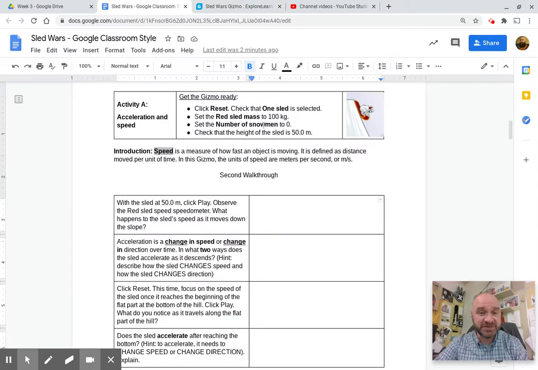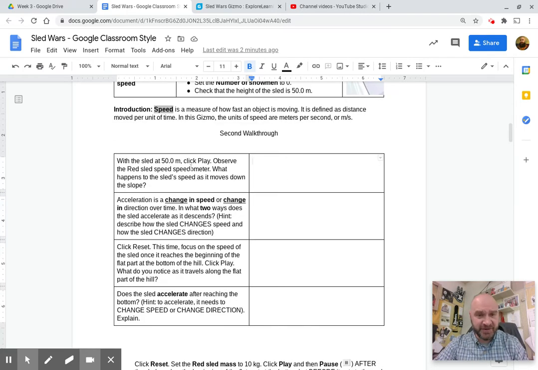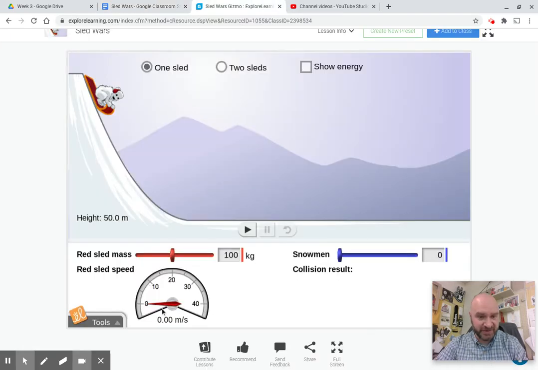Let's read some directions. Speed is a measure of how fast an object is moving. It is defined as distance moved per unit of time. In this gizmo, the units of speed are meters per second, or m/s, which I know you've seen from me. Okay. With the sled at 50 meters, click play. Observe the red sled speedometer. That speedometer is right here. Okay, good.